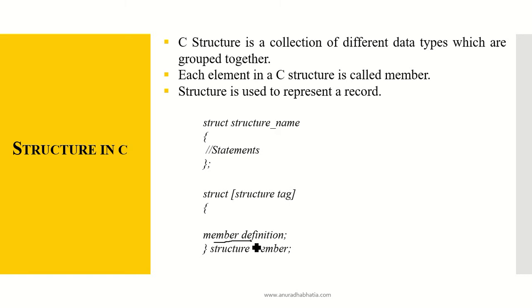A structure is used when, in a school, you have a number of students and each student has a name, address, telephone number, parents' names, and admission number. All of them have to be grouped together and they should represent that one student. If we store them in different variables, we will not be able to group them together. So structure is used to represent a record.